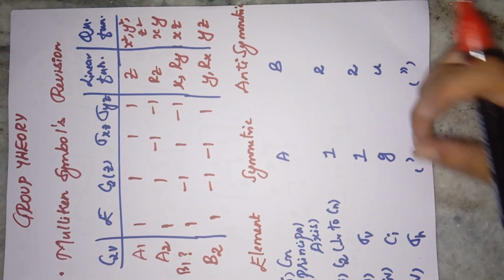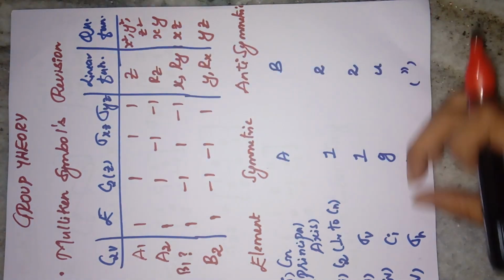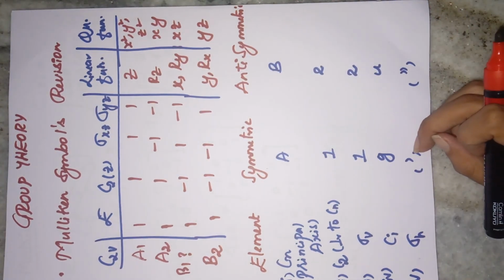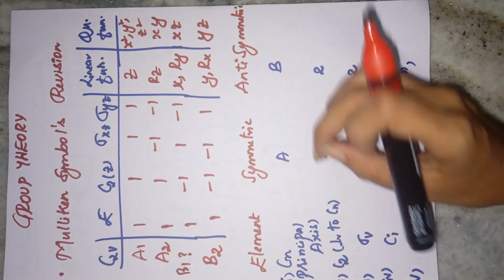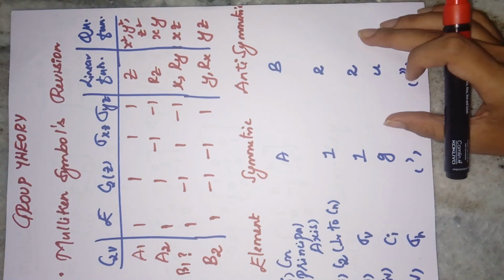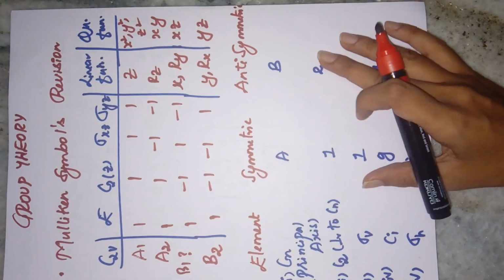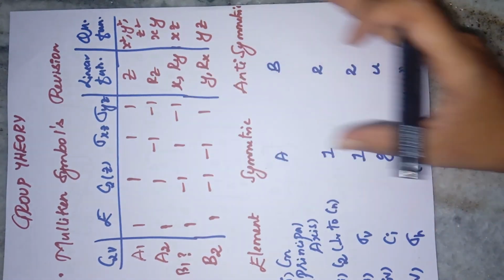Okay, and then sigma H. Let's say here you have a horizontal plane. Then you have to give what is this, dash? Yeah, a single dash for the symmetric thing and double dash for the antisymmetric thing. So these are important for the revision to write out the Mulliken symbol for a given particular character table.